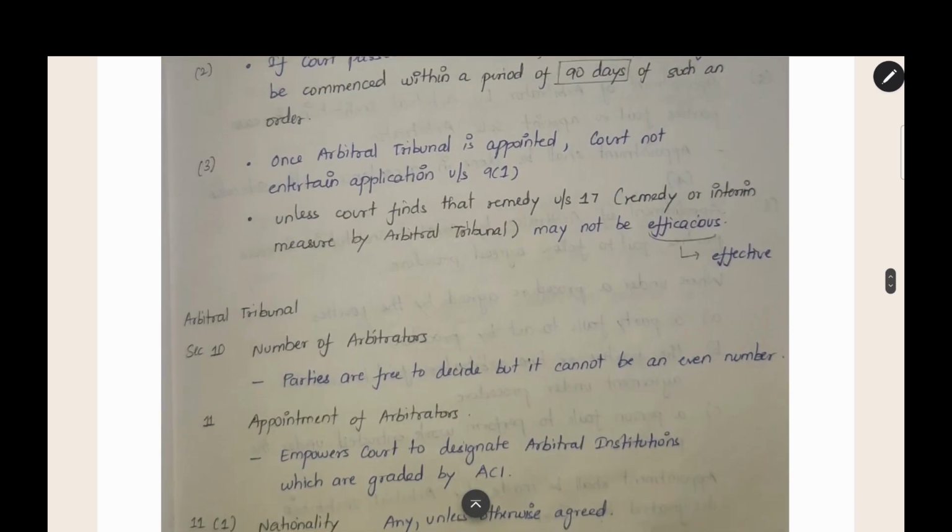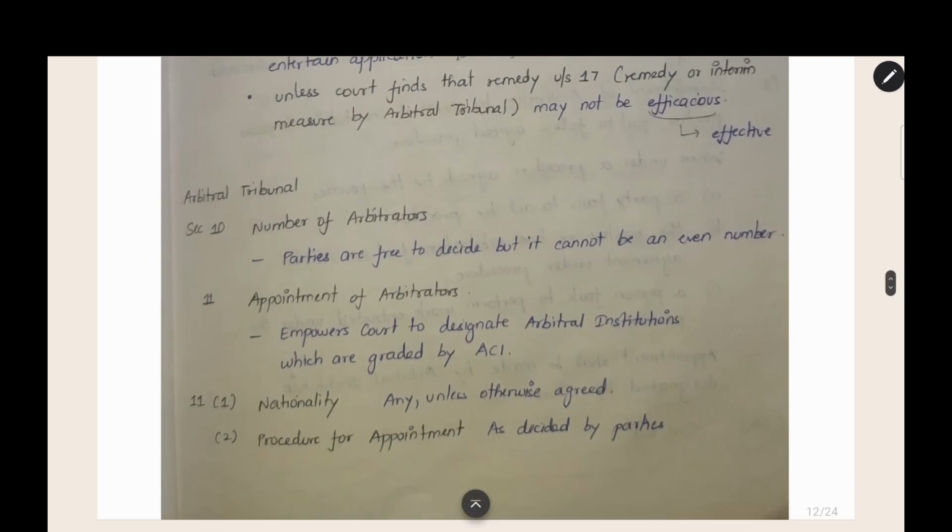The next section is section 10, number of arbitrators. These are all the sections which we will be seeing later, under the arbitral tribunal section. This will all be about the arbitral tribunal, the composition, the number of arbitrators, etc. Section 10, number of arbitrators. Parties are free to decide, but it cannot be an even number. The parties can appoint the arbitrators themselves, whether it be 11 arbitrators or 13 arbitrators. If you want 3 arbitrators, or a single arbitrator, you can appoint a single arbitrator, but it cannot be an even number.